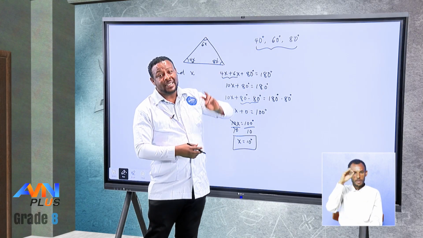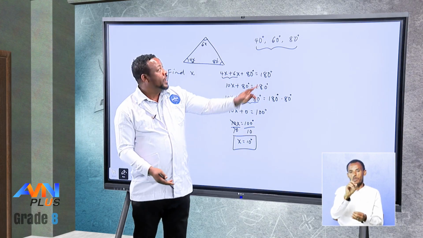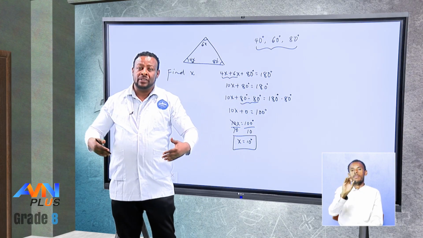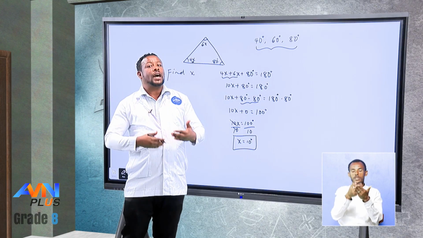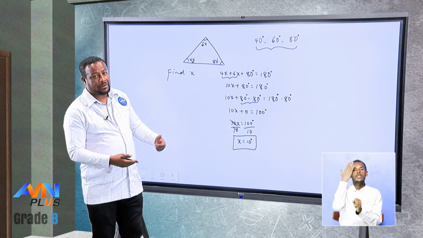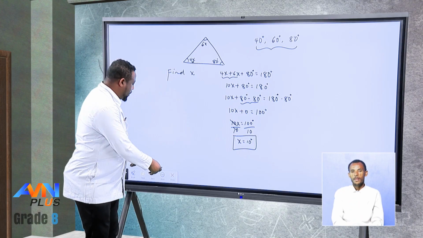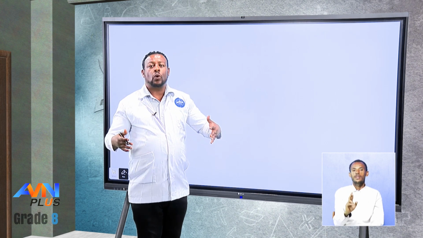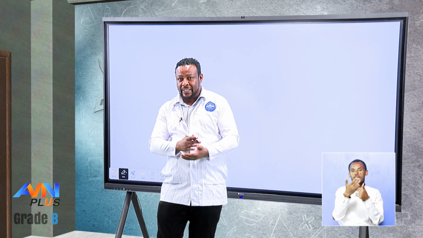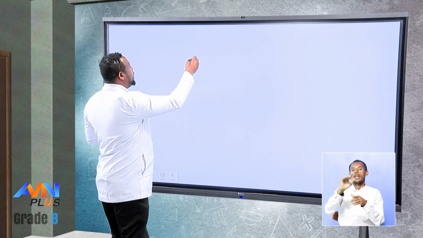Because 40 plus 60 is 100. 100 plus 80 degrees is 180 degrees. So in this way, you can calculate the unknown variables, right? Good. So these are the things which were discussed in the previous lesson. Today, we will have a discussion on theorems on exterior angles, okay?